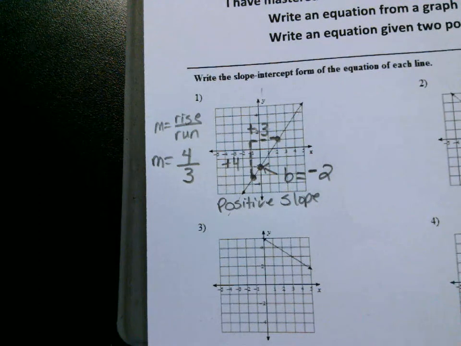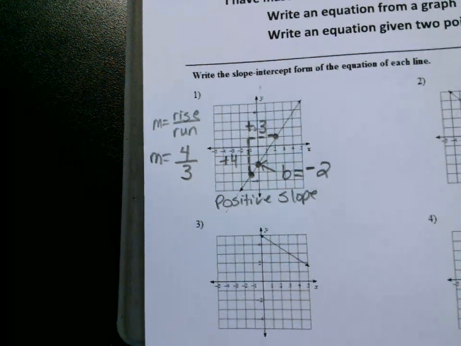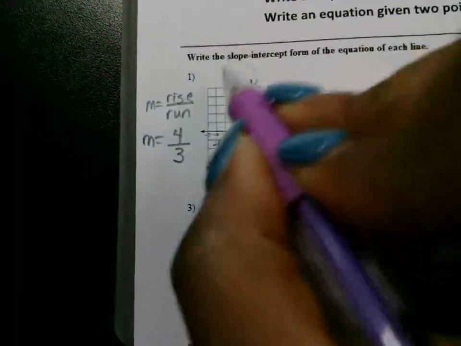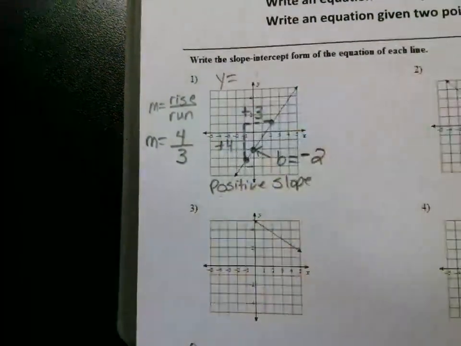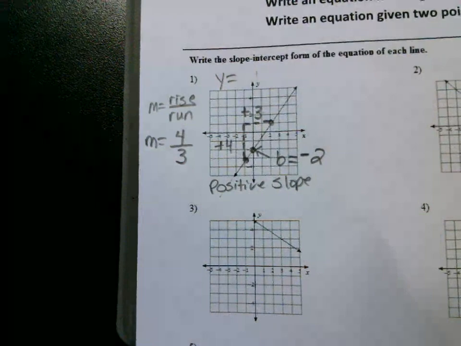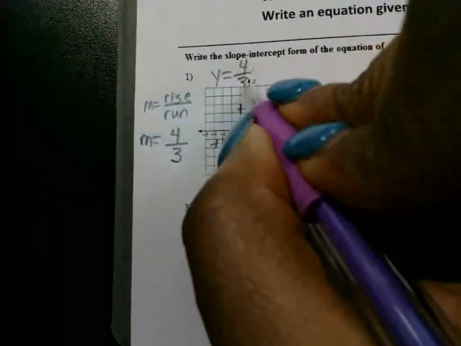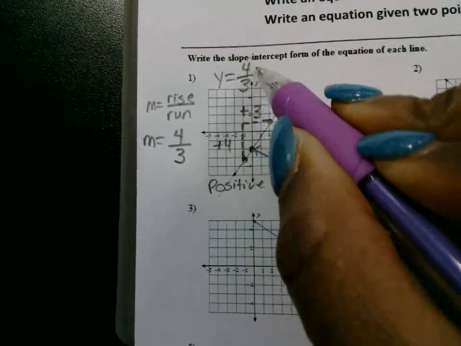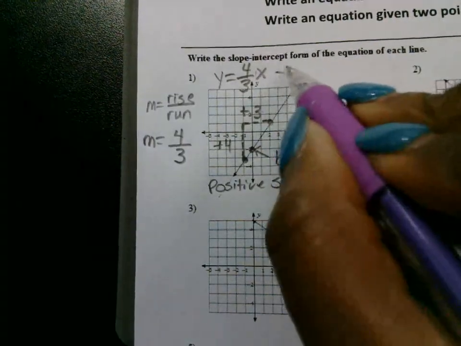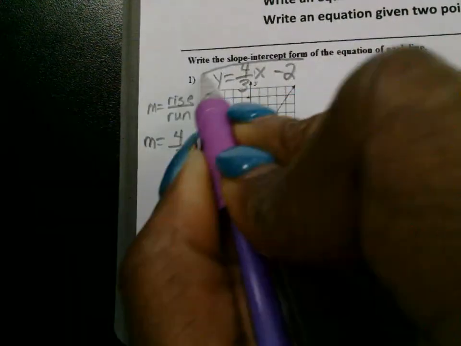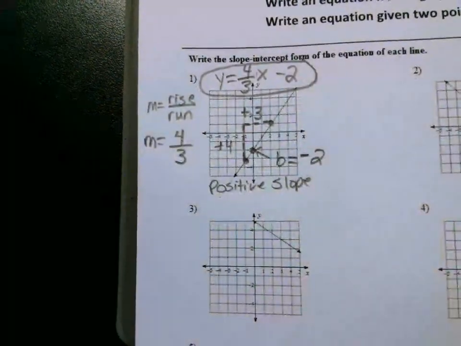So now we're going to write the equation. y equals mx plus b. What are we plugging in for m? We got y equals, what's my m? 4 over 3. What do I write beside x? Then minus 2. Please write it.